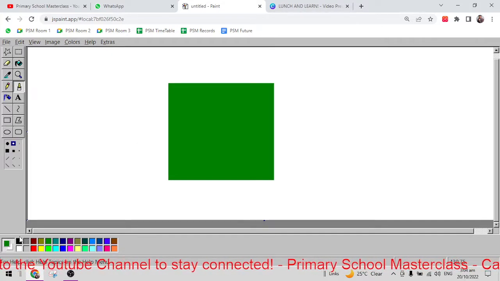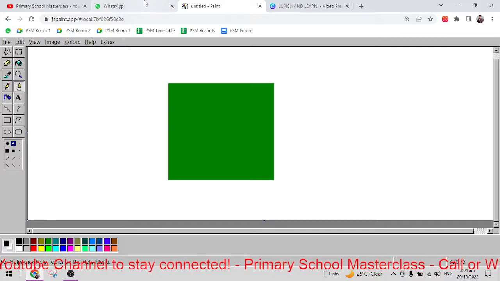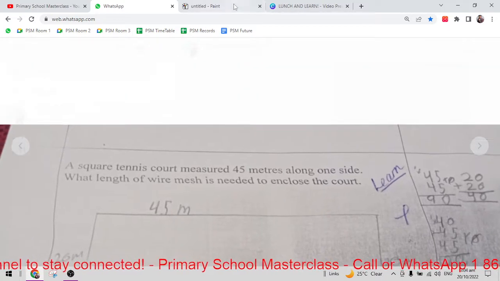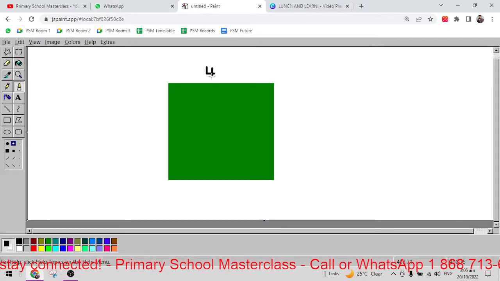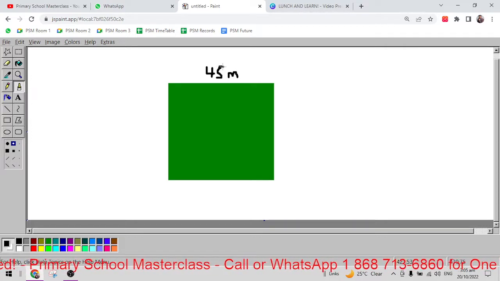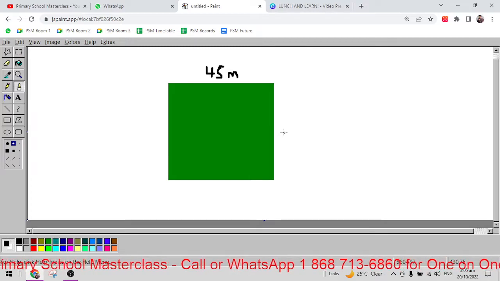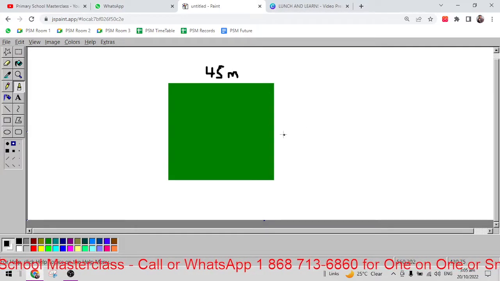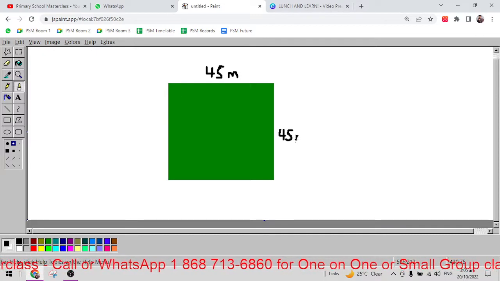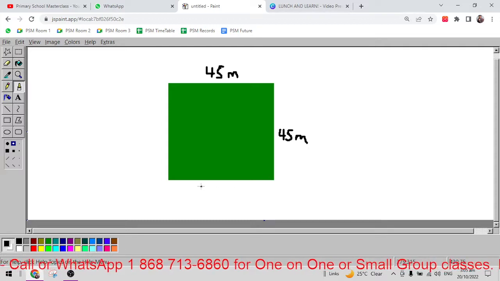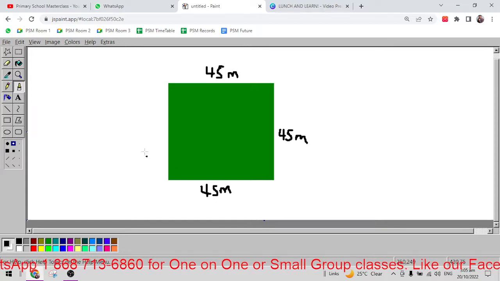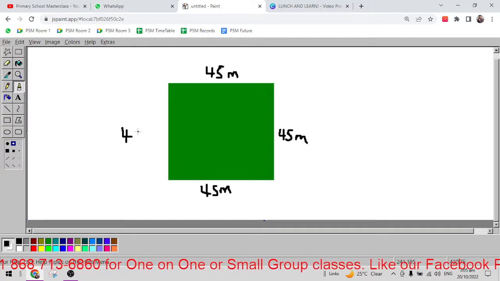So if one length is given, and they say a square tennis court measured 45 meters along one side, you know it's a square. If they gave you the length of one side of a square, all sides of a square are the same. So if they gave you one, they basically gave you all four. 45 meters should be around each and every side of a square because a square has four equal sides.